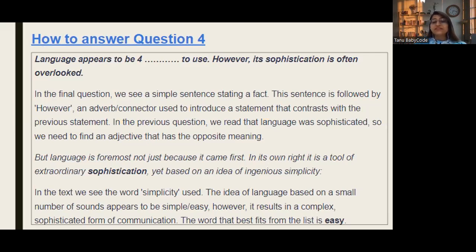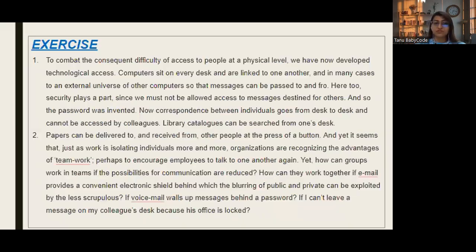So in the text, we see the word simplicity used. The idea of language based on a small number of sounds appears to be simple and easy. However, it results in a complex, sophisticated form of communication. So the word which fits from the list is easy, simple and easy, right? So you will use the same word from the list of options, right?